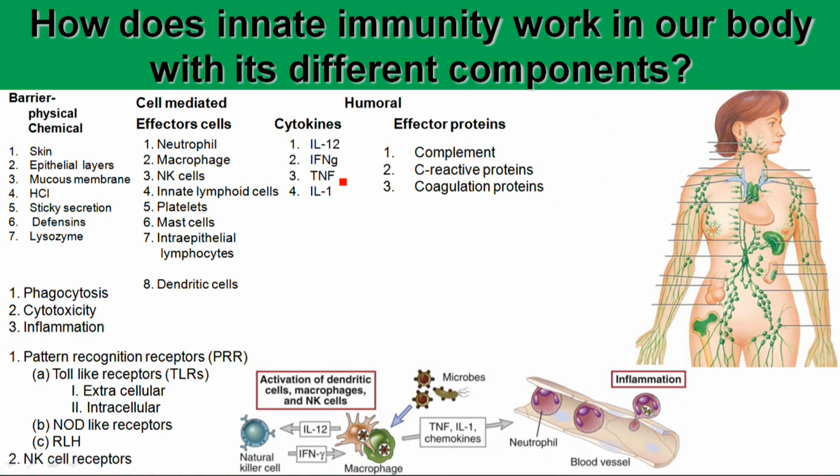Next, the humoral part of the innate immune system. In this humoral part, there are 2 categories, the cytokines and the effector proteins. In the cytokine category, there are lots of cytokines involved in the innate immune system, but for simplicity, I am only talking about some of those cytokines, especially those which are very important. These 4 cytokines, interleukin 12, interferon gamma, tumor necrosis factor, and interleukin 1, are very important.